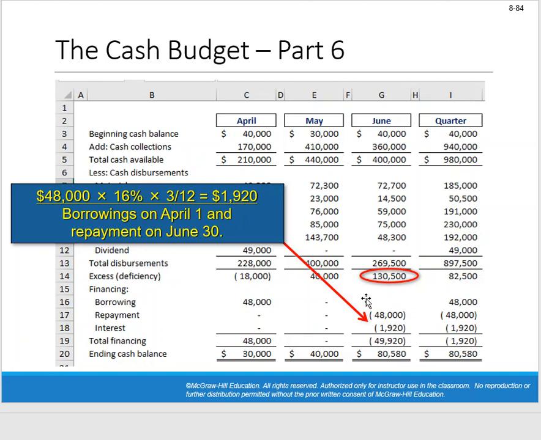And with it, we have to pay back the interest. So with a line of credit, we pay the interest as we go. So when we pay it back, we pay the interest.